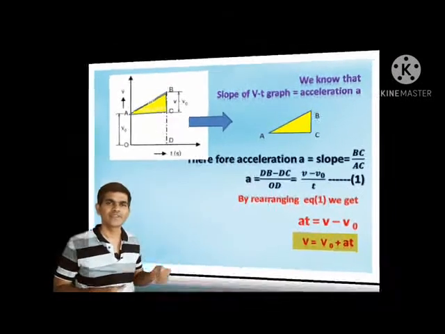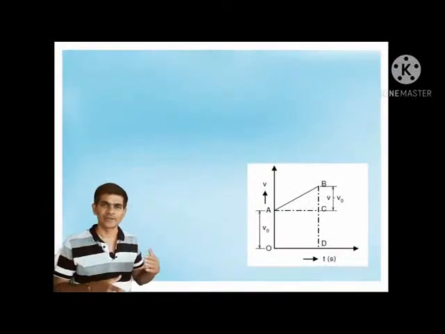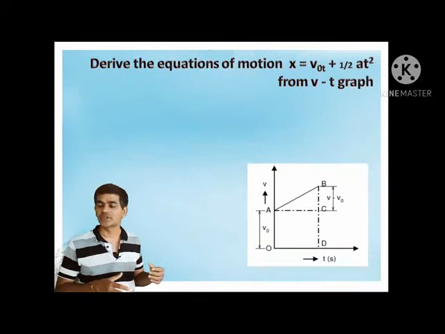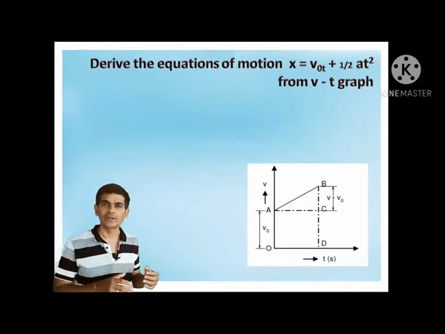Now we will derive the second equation. That is an important equation which is asked for 5 marks: derive the equation x is equal to v naught t plus half at square using the velocity-time graph.